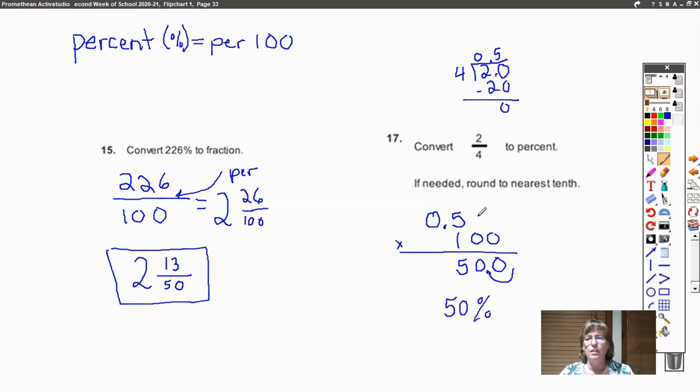And so hopefully you would notice right away that 2 out of 4 is 50%, right? Because 2 is half of 4, but that's just that reminder. So the answer is 50%.